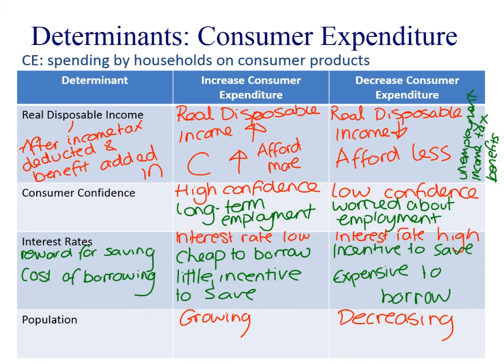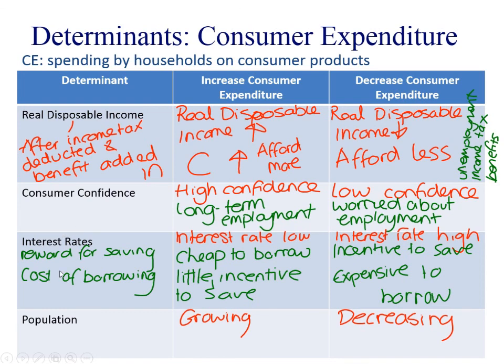Consumer confidence. High confidence would lead to an increase in C, low confidence a decrease in C, because why would high confidence lead to an increase in C? Well, people feel like they're going to be employed, they don't necessarily have to have lots of savings because they're not going to be made unemployed. Whereas if you're worried about being made unemployed, you're not going to book a holiday, you're not going to buy a new car, you're not going to move house, you're just really worried about whether you're going to be able to afford your day-to-day things.